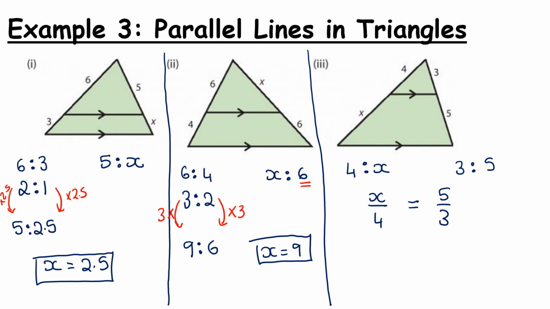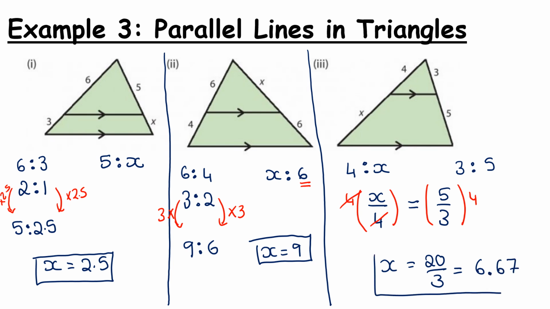So in the case where you're not going to get nice numbers in your ratios, I would suggest making a fraction. Multiply both sides by 4 to get rid of the fraction here, and we're left with x equals 20 over 3. If you want to change that to a decimal, you absolutely can. That gives us 6.6 recurring, so 6.67 if you want to do some nice rounding. If you like that fraction method, you can use it all the time. It's just sometimes easier to work with ratios when the numbers are a little bit nicer.